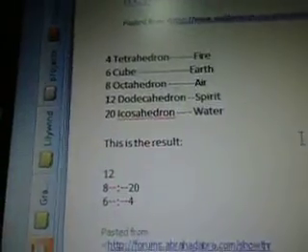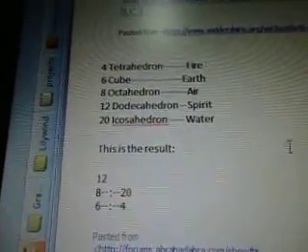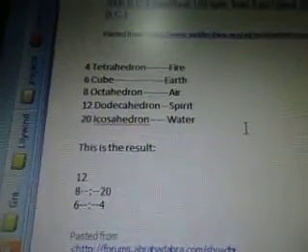And it says 4 tetrahedron is fire, 6 cube is earth, 8 octahedron is air, 12 dodecahedron is spirit, and 20 icosahedron water. I don't know how to say this stuff, so don't knock me over the head. It says this is a route 12, 8, 20, 6, 4. Now you see how there was numbers there. So when I saw this, I thought, okay. So this came up, and that's when I pieced together that, oh, these numbers mean something.